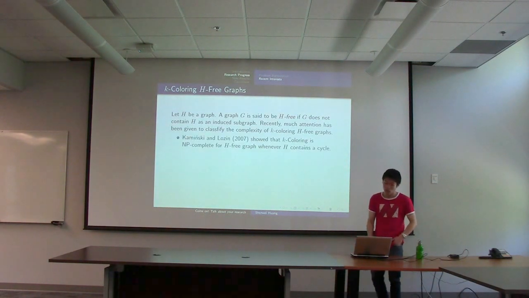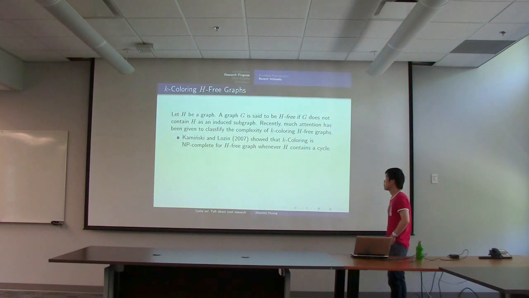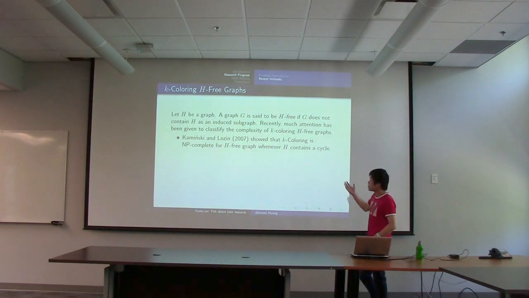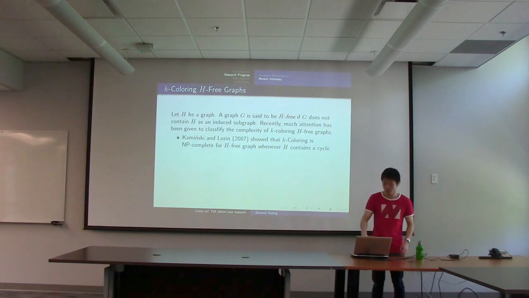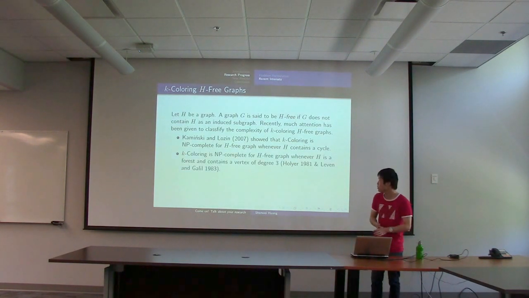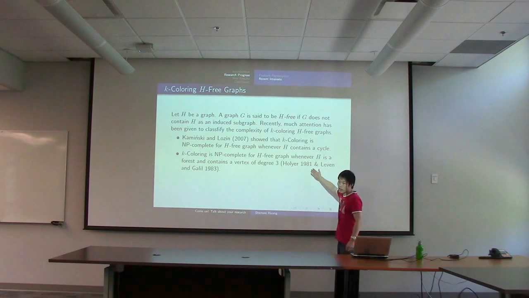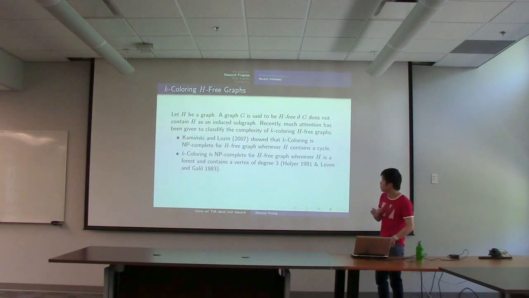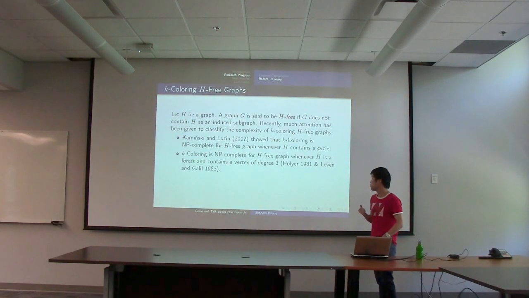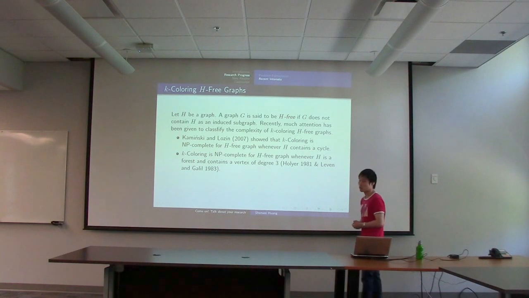As I said, recently, much attention has been given to classifying the complexity of K-coloring H-free graphs. For example, Kamiński and Lozin showed that K-coloring is NP-complete for H-free graphs whenever H contains a cycle. This is a very nice result. It says if H contains a cycle, then forbidding H does not make the problem easier. And based on two classical results from the 1980s, we can easily deduce that K-coloring is NP-complete for H-free graphs whenever H is a forest, that means it has no cycle, and H contains a vertex of degree 3.